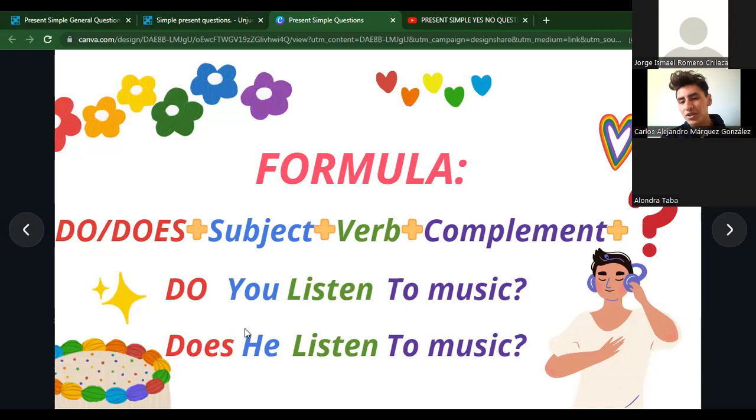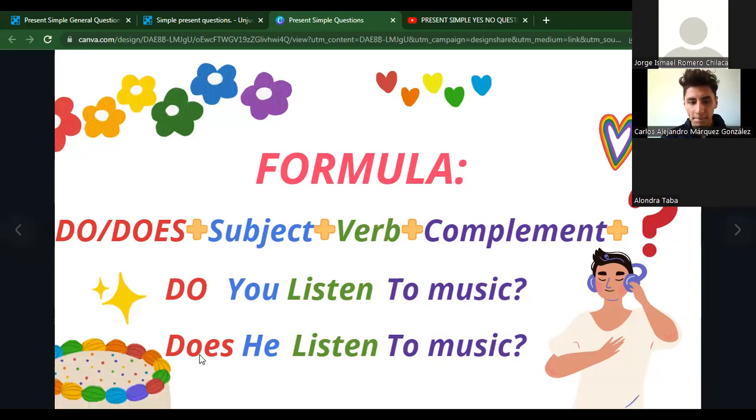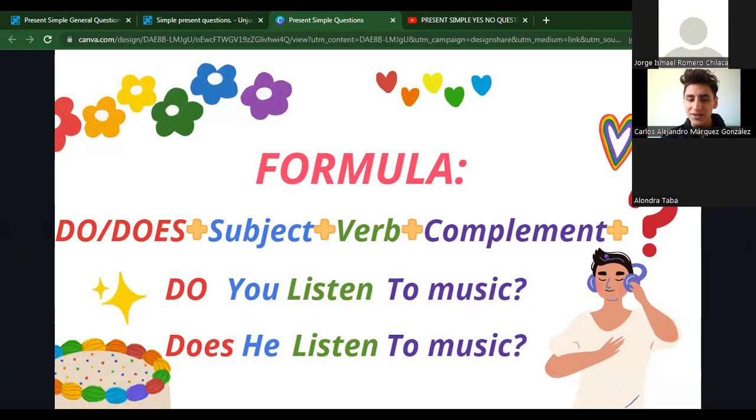Here we have another example. Does it listen to music? If you notice, in the first sentence, we are using do, and in the second sentence, we are using does, okay? So what is the difference between do and does? No worries, because we're going to know how to use each one.